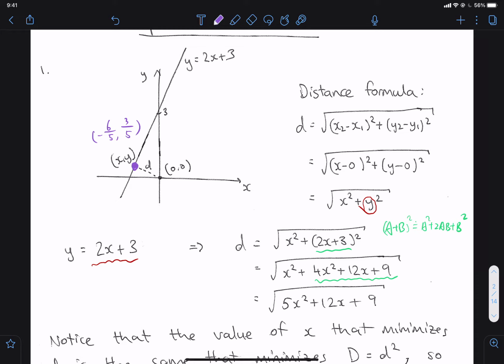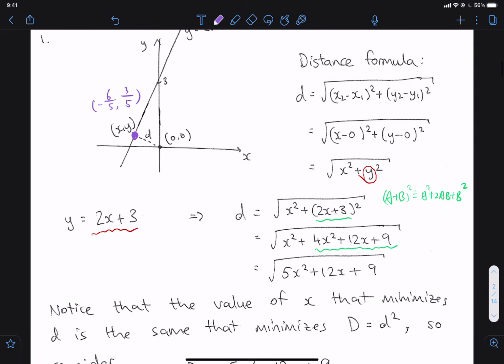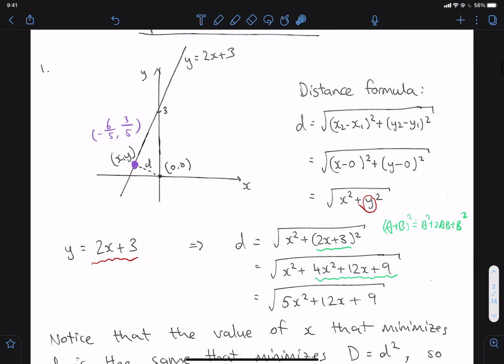So that is our question 1. I think it is very simple and straightforward. The only thing that we need to make use of is the distance formula. That is the only thing apart from the derivative stuff. Okay, so now I think we can move on to the second question.